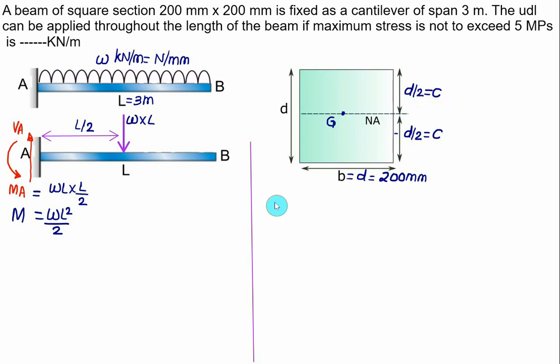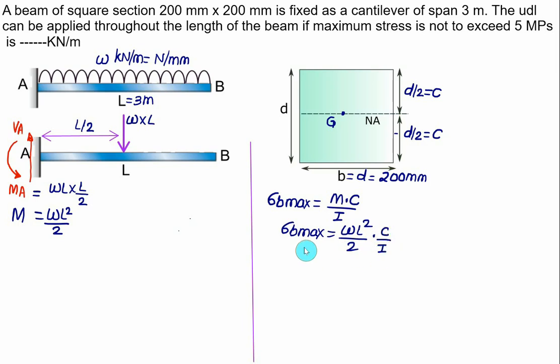The maximum bending stress is given this time, so we have maximum bending stress sigma max equal to M into C divided by I for the square section. So in this case we get sigma B maximum, with the bending moment replaced as W L square divided by 2, multiplied by C divided by I.